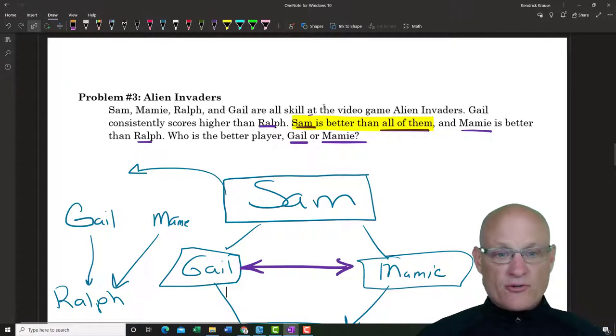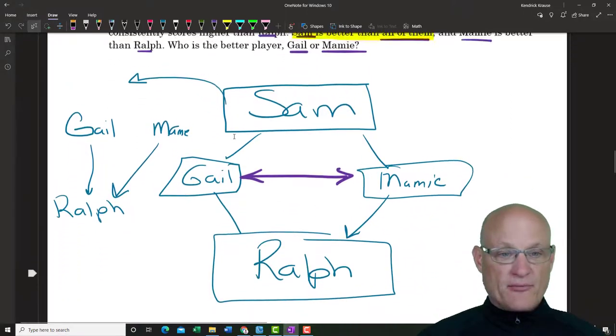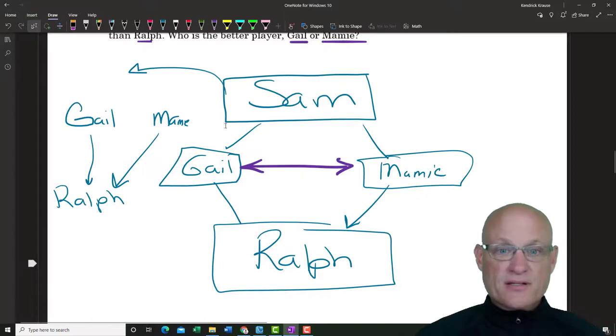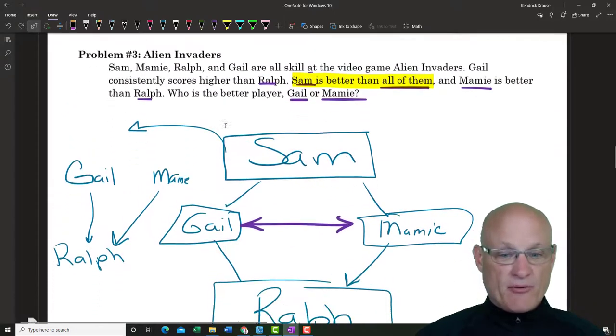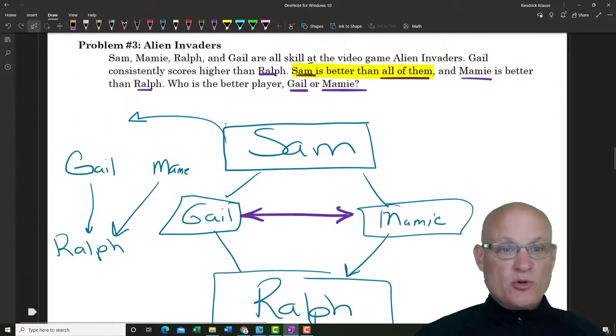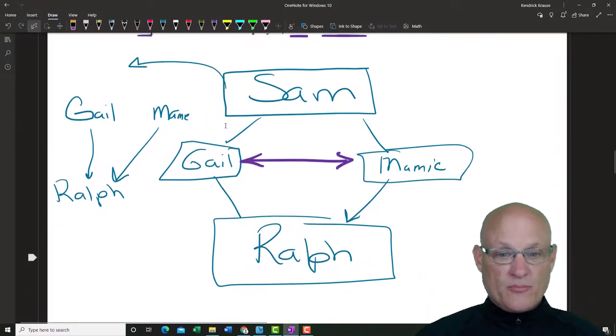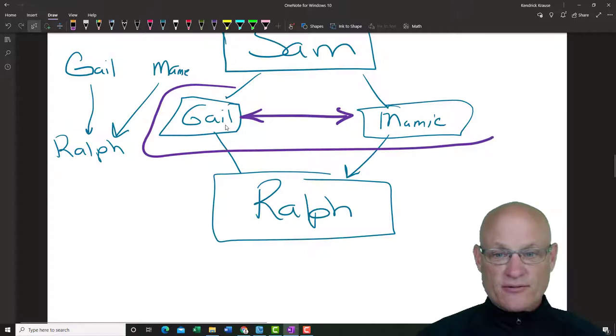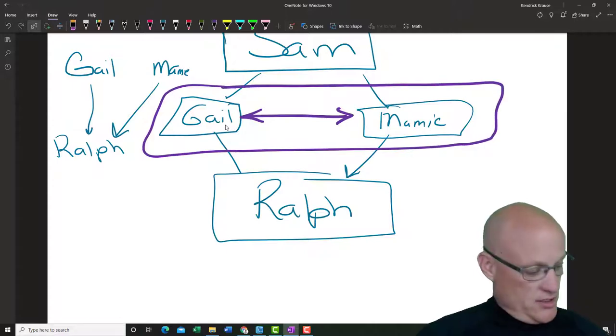Sam, Mamie, Ralph, and Gail are all skilled at the video game Alien Invaders. Gail consistently scores higher than Ralph. Go through these, make sure that's true. Gail is better than Ralph. Good. Sam is better than all of them, so Sam's up at the top. And Mamie is better than Ralph. So who is better, Gail or Mamie? Well, they never really made any connection here. So I don't think we can tell.